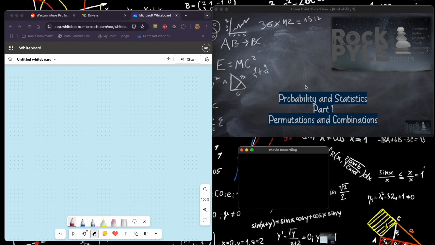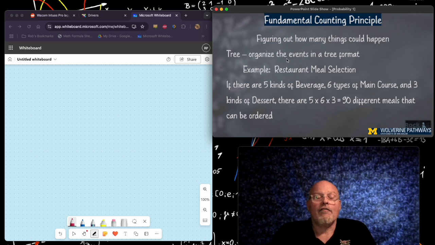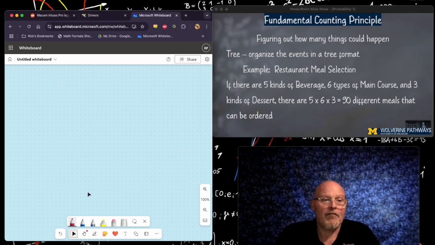All right, let's get going. The fundamental counting principle is what we're going to start with. This is what we use to figure out how many different things can happen in a given scenario. So we're going to take an example of a restaurant.